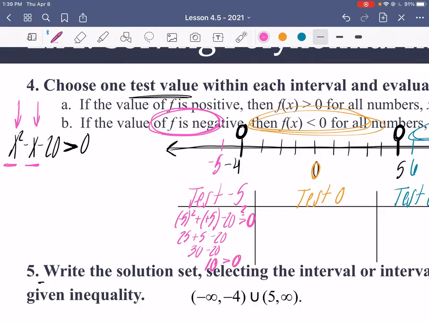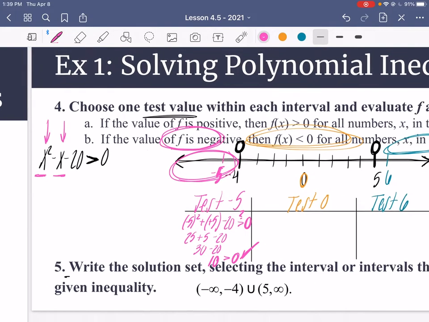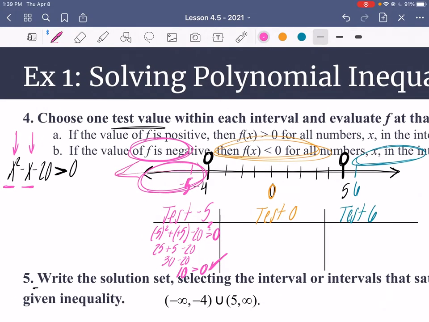And then I check to see, is 10 in fact greater than 0? It is, okay? So what that means is since -5 is a solution to this inequality, every number that is also in this interval, so to the left of -4, should be a solution. Okay, so that's going to be part of my solution, is everything in this interval right here.